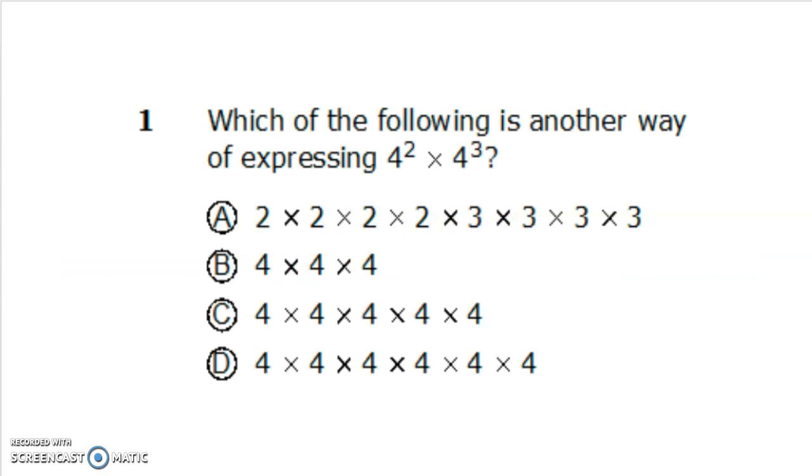Number 1. Which of the following is another way of expressing 4 squared times 4 to the third? A. 2 times 2 times 2 times 2 times 3 times 3 times 3 times 3. B. 4 times 4 times 4. C. 4 times 4 times 4 times 4 times 4. D. 4 times 4 times 4 times 4 times 4 times 4.